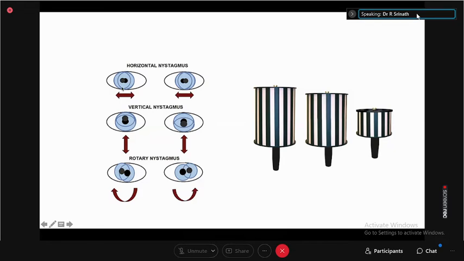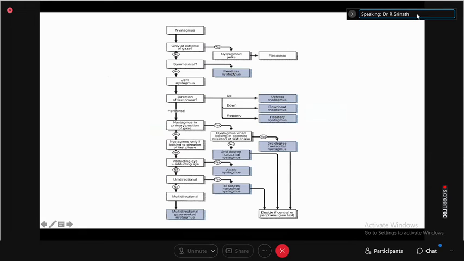So in horizontal nystagmus, the fast phase moves horizontally. In vertical nystagmus, the fast phase moves vertically. And in rotatory nystagmus, there is some sort of rotatory movement. Whenever we talk of nystagmus, one should also know the examination for optokinetic nystagmus. Usually we get these striped drums, and you rotate the drum and the individual is asked to look at them. You can see normal optokinetic nystagmus, which is present in normal individuals. So this is the evaluation of nystagmus.